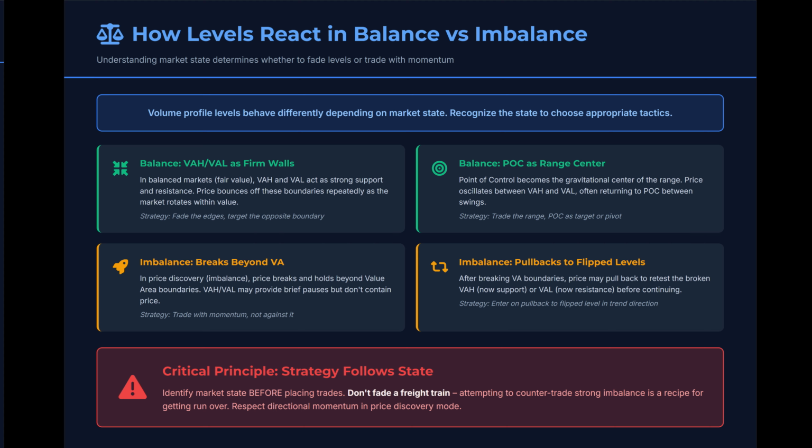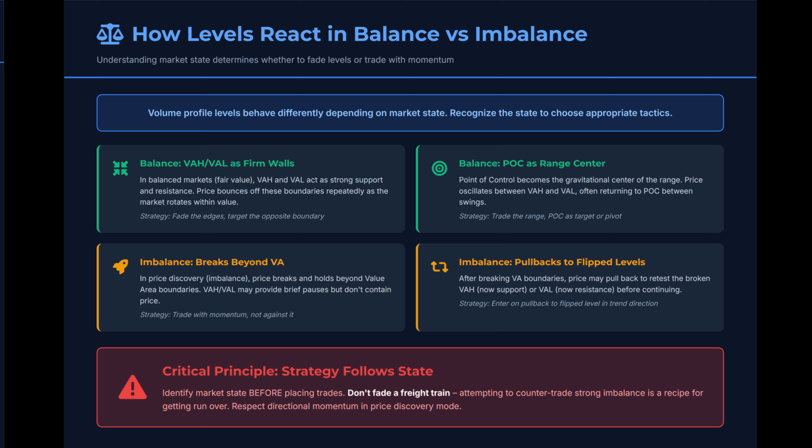Then, after some time, price pulls back slightly. Where does it often find support? At the old PDVAH that was just broken. That level has now flipped from resistance to support. This pullback to the flipped level is your entry opportunity to go long and ride the continuation higher.